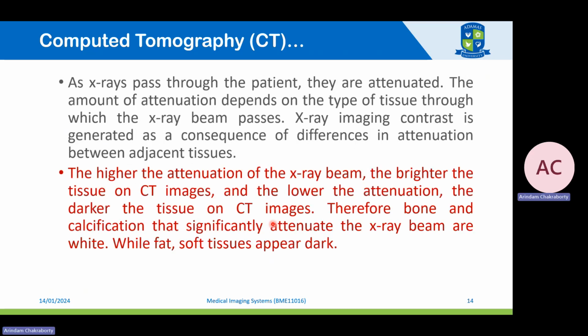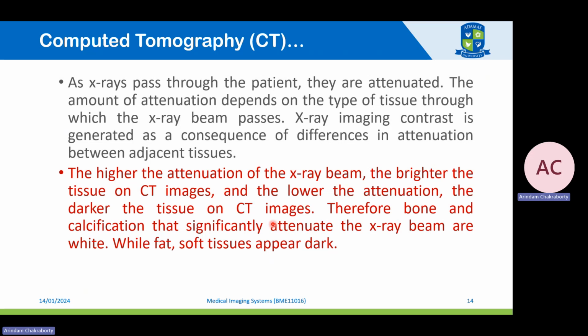As the X-ray passes through the patient, as we already know, it gets attenuated or absorbed. The amount of attenuation depends on the type of tissue, based on its density. Therefore, the X-ray imaging contrast, or the CT cross-sectional image contrast, is nothing but the consequence of the differences in the attenuation values, or the CT numbers, of adjacent tissues.